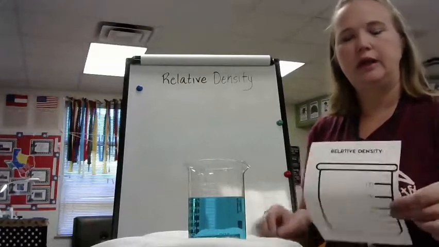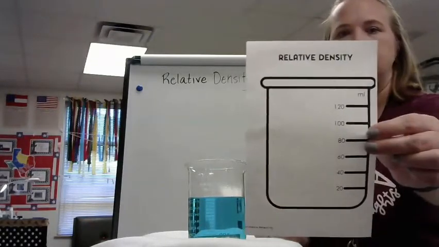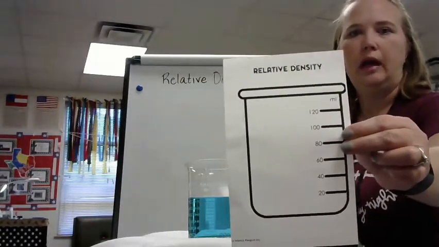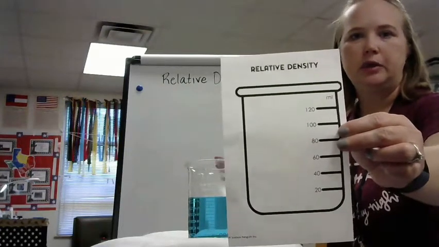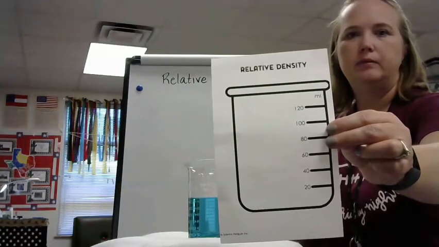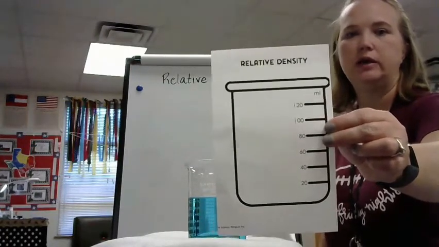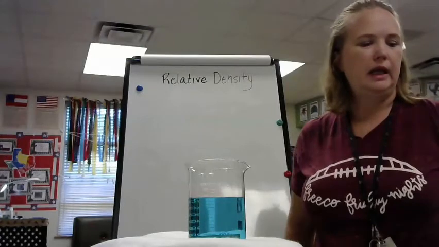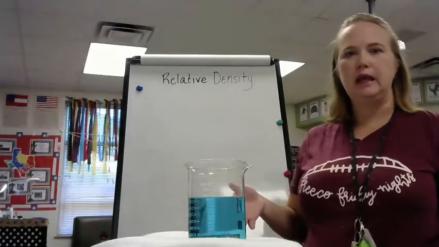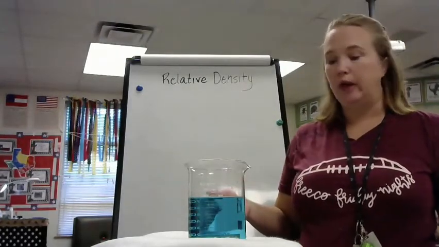The other one that you're going to need is this one that's titled Relative Density. It looks like a beaker. And we're going to actually do kind of a little experiment with this, and then you're going to have a chance to actually draw this out in your journal. And this is just a good chance to really see density, and hopefully it will help you to understand it a little bit better.